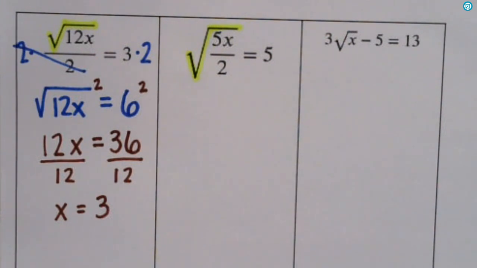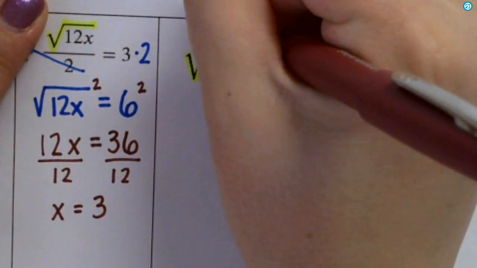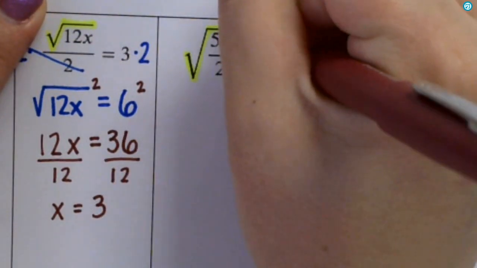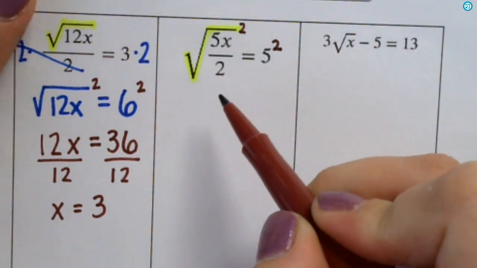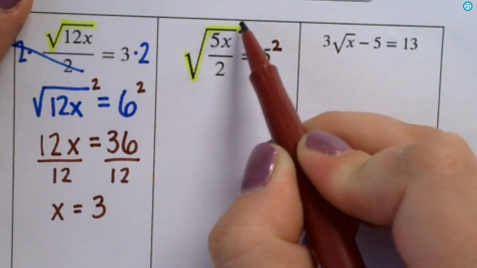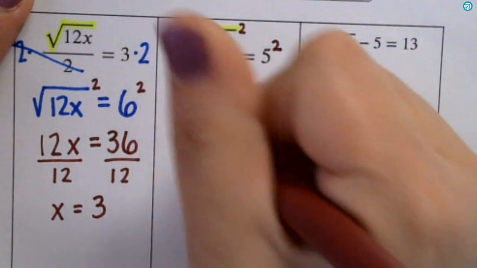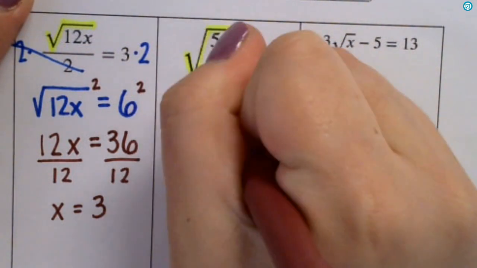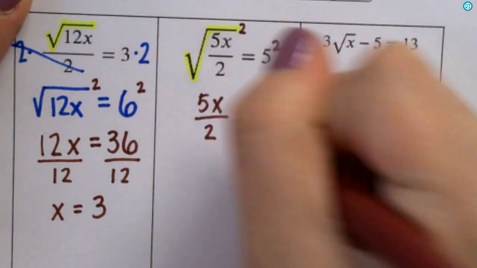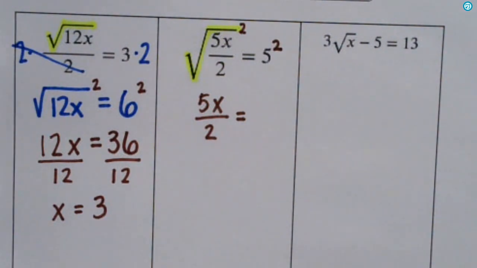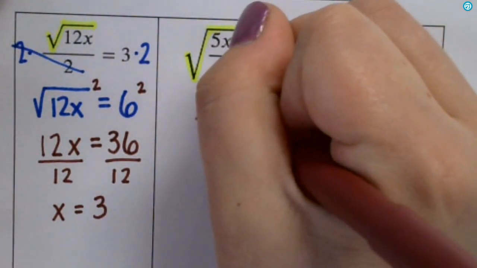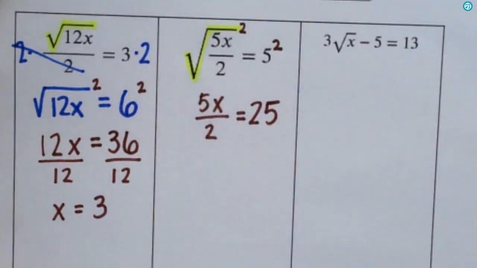If everything's underneath the square root, before we can touch anything underneath the square root, we've got to get rid of it. So we are going to start by squaring both sides here. So square the left, square the right. There's no difference. The square root and the square cancel each other out. So I've got 5x over 2 equals, and then what's 5 squared? 25. Why is it 25? 5 times 5.